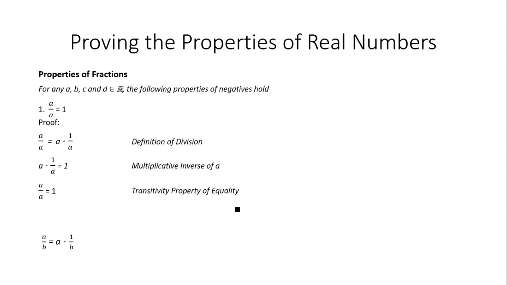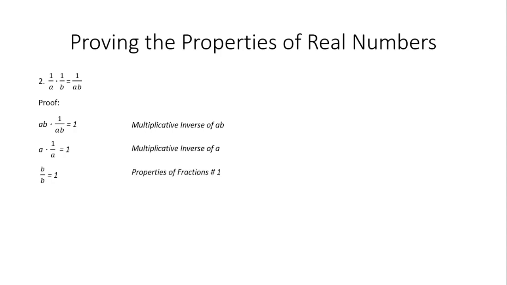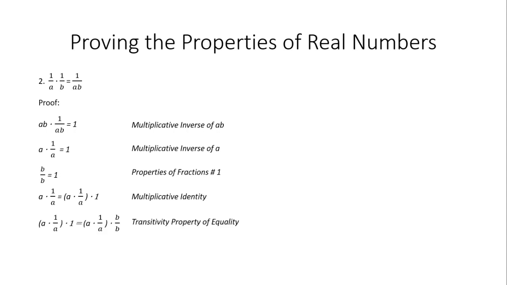Let's move on to the properties of fractions number 2, which states that the product of two multiplicative inverses of different real numbers is equal to the multiplicative inverse of the product of the two real numbers. To prove, we write first the multiplicative inverse of a times b and a respectively, and the properties of fractions number 1 in the form of b over b. By multiplicative identity and a couple of transitivity, we arrive at this equation a times 1 over a times b over b is equal to 1.